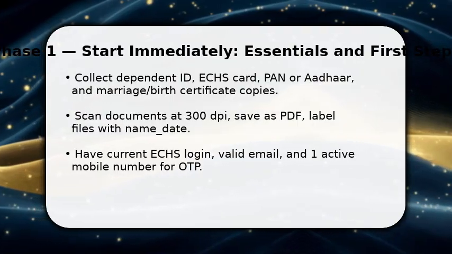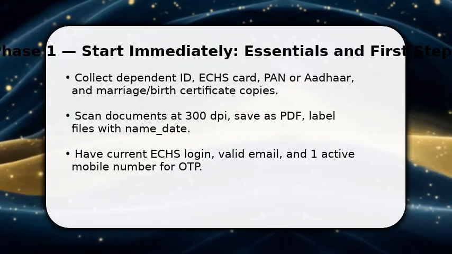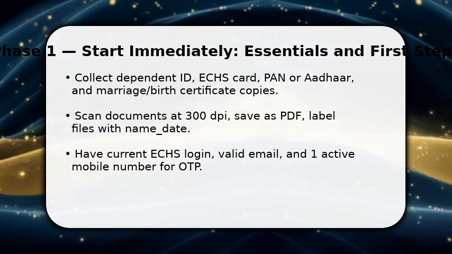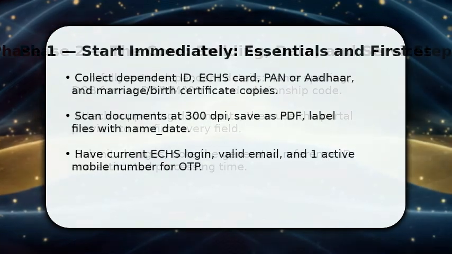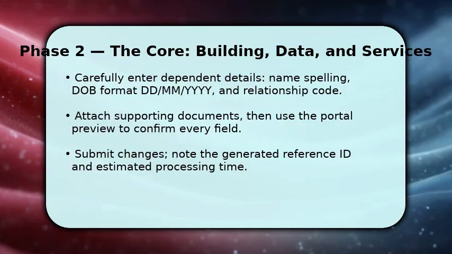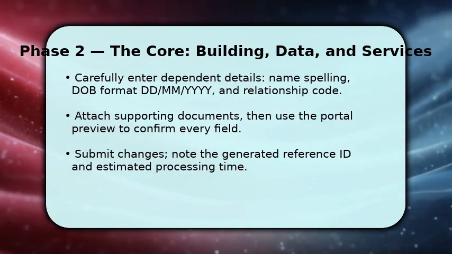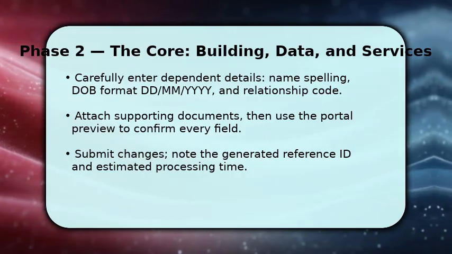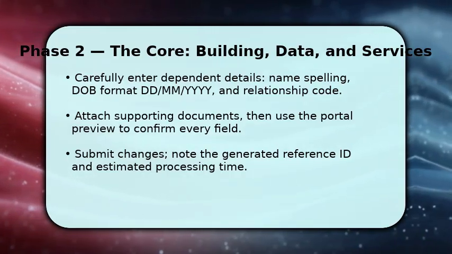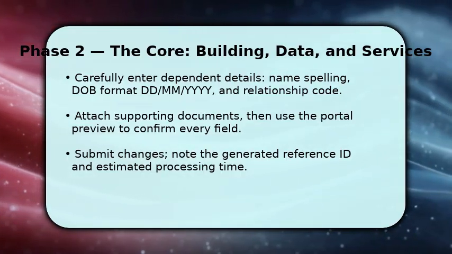Now click Update Dependent, choose the dependent record, and upload the labeled PDFs. This is the first actionable move to trigger verification. Once done entering the dependent details, you must validate every field. Small typos cause rejection. Use the portal preview to check name spelling, DOB format, and relationship code. This reduces back and forth.